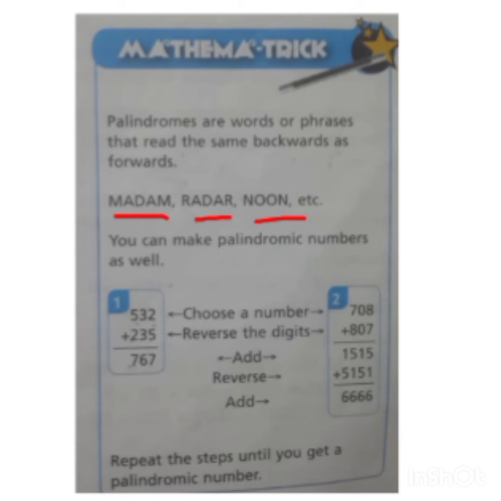Students, you can make palindromic numbers as well. Let's see in the first box. Here is 532, and if we reverse these digits, it becomes 235. By adding these numbers, the answer is 767. If we read it from right hand side, it is 767, and if we read it from left hand side, it is also 767.